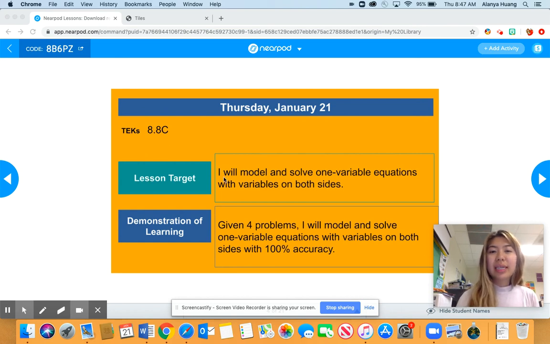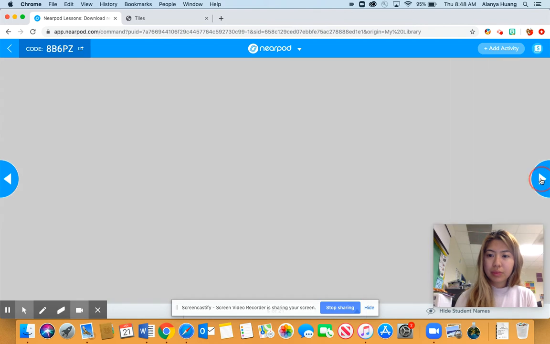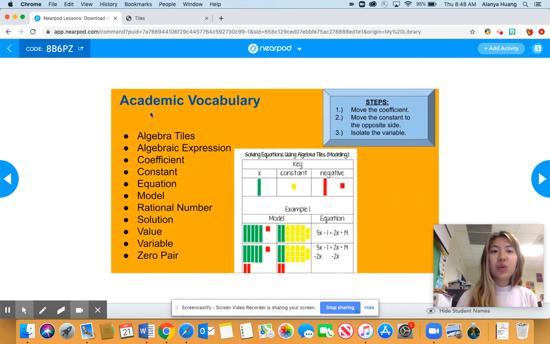Our lesson target is: I will model and solve one variable equations with variables on both sides. Our DOK goal is given 4 problems, I will model and solve one variable equations with variables on both sides with 100% accuracy. We have a few academic vocabulary words that I want to go over today.